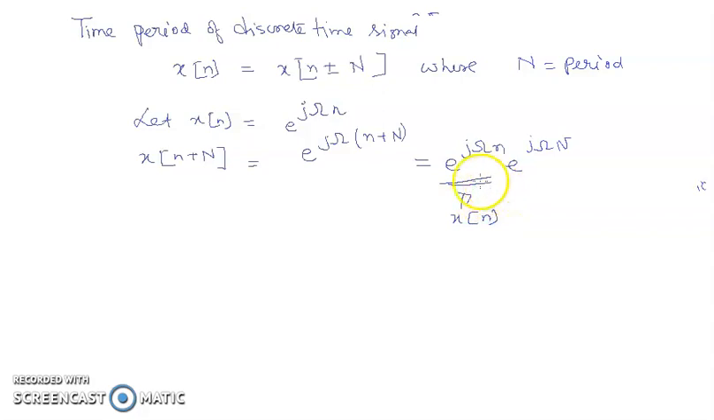So for x[n] to be equal to x[n + N], this should be equal to e^(jωn). So this part, e^(jωN), should become 1, then only we are getting x[n] on the right hand side.